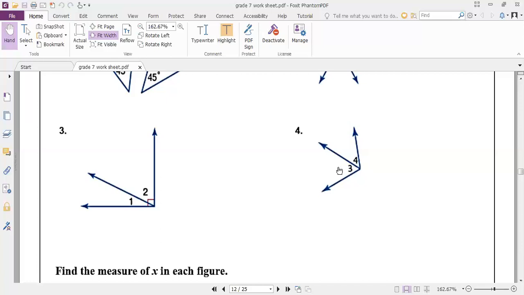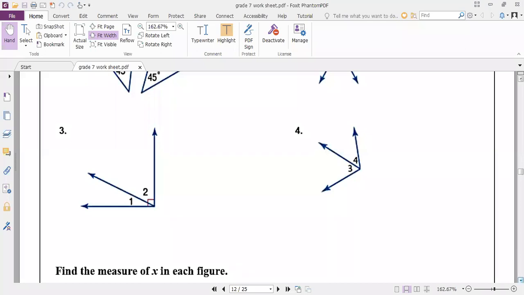Okay. If I have angles 3 and 4, what do we have in this case? No, they are adjacent, but they are not complementary and not supplementary. So angles 3 and 4 here are two adjacent angles, but they are not complementary and not supplementary.